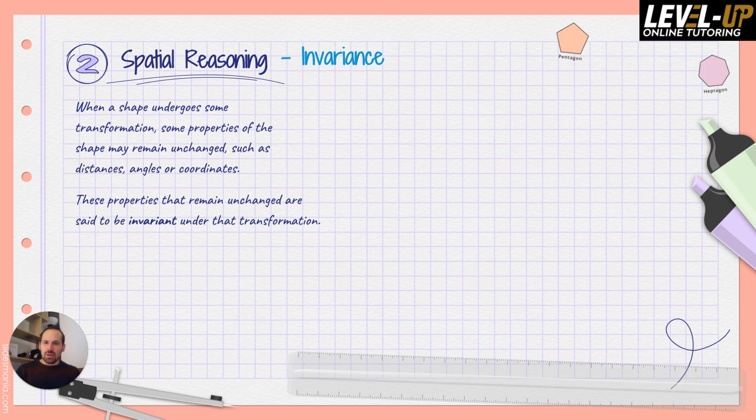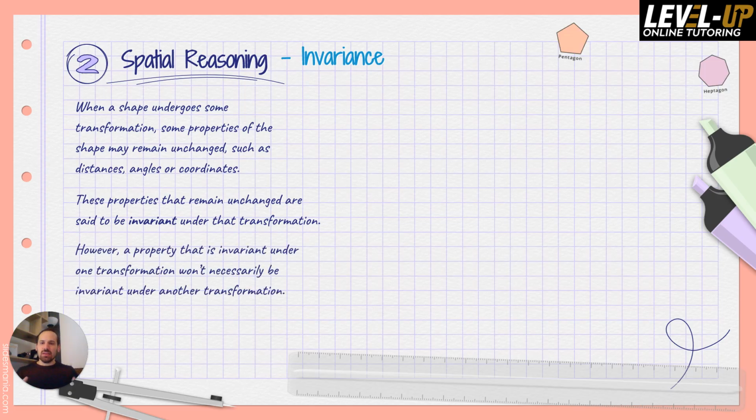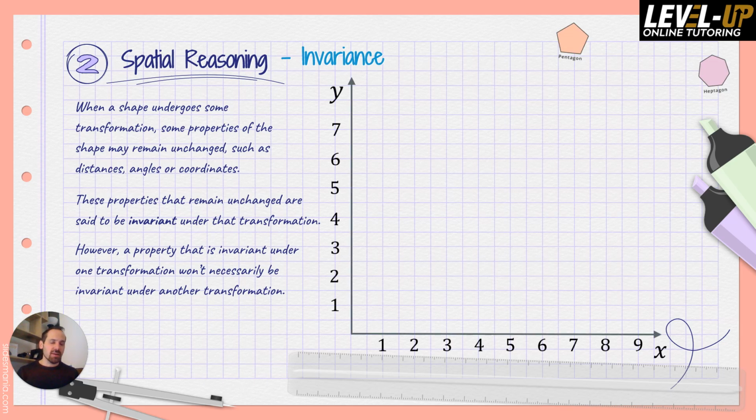So a property that remains unchanged is what's known as invariant under that transformation. But a key thing is that a property that remains invariant under one transformation won't necessarily be invariant under another. So let's do a coordinate system here and look at an example with a triangle.